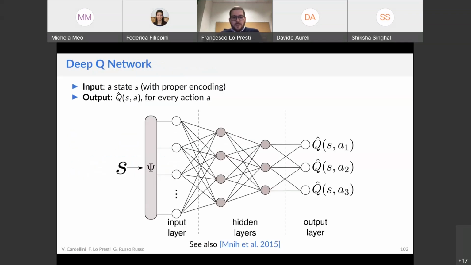So when we want to apply deep neural networks to the reinforcement learning framework, what we use is a so-called deep Q network, which is a network in which the input consists of a state, possibly with proper encoding, and the output layer comprises one element for every action we have in the model. So basically, each element of the output of the network corresponds to the current estimate that we have for the Q value of the input state and an action.